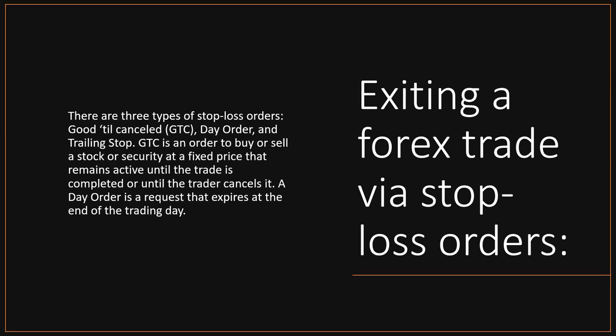You can have lots of things like closing half of your position at your limit and letting the other half ride with that stop loss so close that if the price ticks against you, it'll close out in profit. Now, there are three types of stop loss orders: good to cancel, GTC, day orders, and trailing stops. GTC is an order to buy or sell a share or an asset at a fixed price that remains active until the trade is completed or until the trader cancels it.